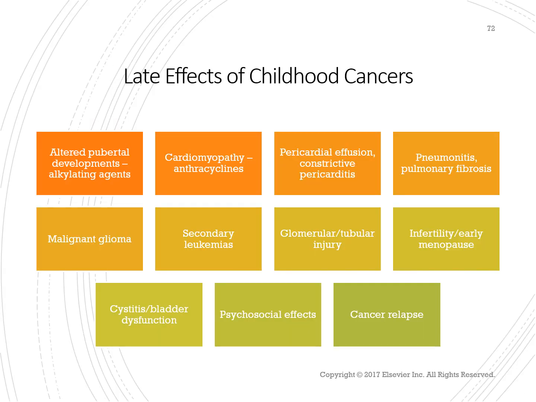And then this talks about all of the different things that we may see: altered pubertal development, cardiomyopathy, pericardial effusion, pneumonitis, and pulmonary fibrosis. There's the possibility of lifelong issues. Even if we can get them into remission and help them to survive, the likelihood that they're going to have lifelong issues is very high.